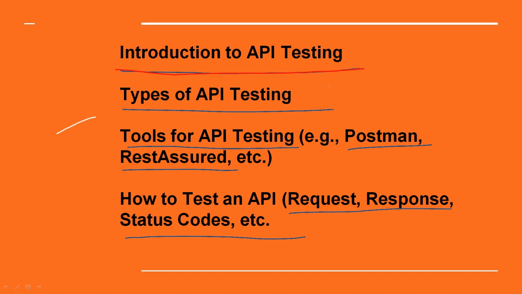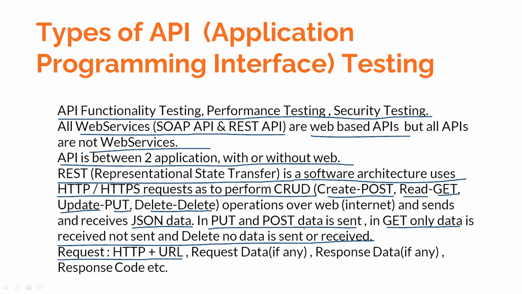This is an introduction to API testing. We are going to learn types of testing and tools for API testing like Postman, Rest Assured, etc. Now, how to test an API? Basically, we are sending a request and we are going to get the response. We will validate the status code and response body.